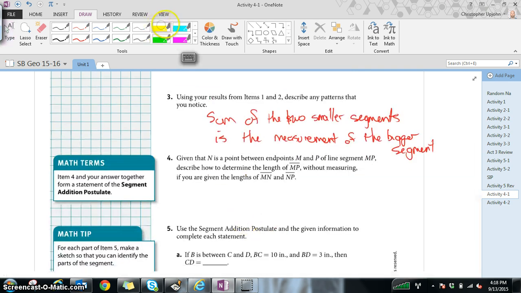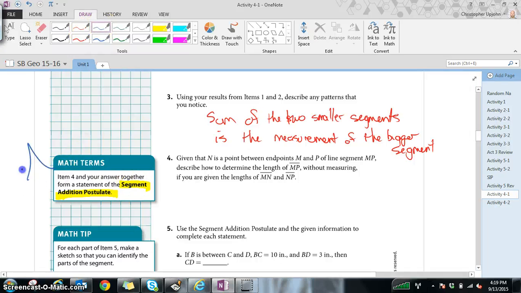And that is very important. That is our segment addition postulate. If you add up the smaller parts of a segment, you get the whole thing. So not anything too crazy or out of the ordinary, but we do have a name for it that we'll have to use in proofs, so you need to know this. So I'm going to star that.